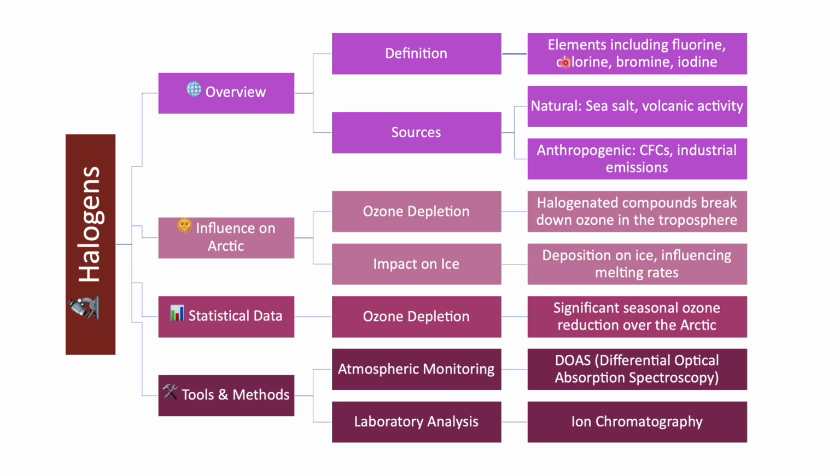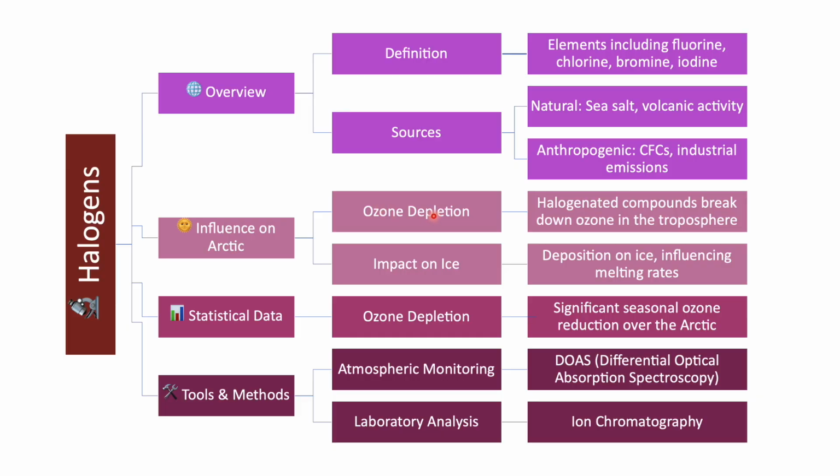The definition: elements including fluorine, chlorine, bromine, and iodine are basically called halogens. There are two sources. One is the natural source, which is from sea salt and volcanic activity. The second, the anthropogenic source, is from CFCs, chlorofluorocarbons, and industrial emissions.